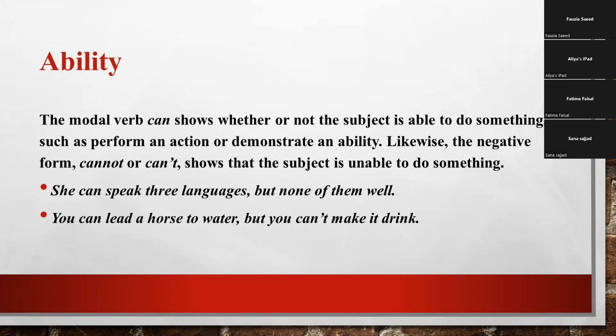I can write well. My daughter can paint. My daughter can create beautiful paintings. I can sew a bit. I can sew beautiful dresses. I can make biryani very well. ठीक है, I can cook every type of meal. तो ये आपकी ability है.